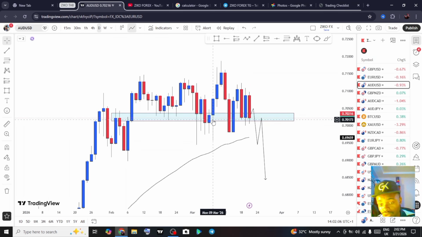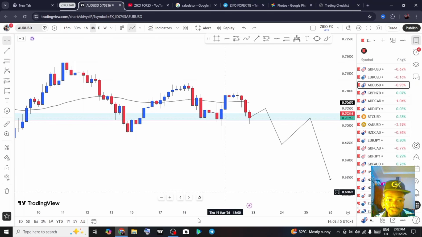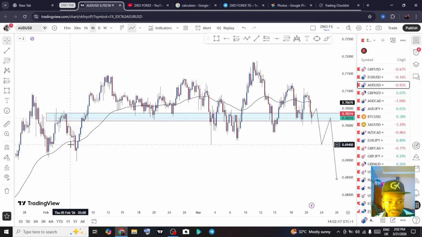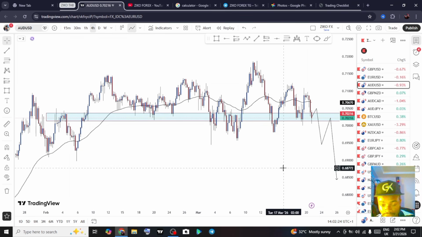So for us to see the area of interest a little bit more clearly, we need to see it on the 4 hour time frame, right? So 4 hour time frame, if you come over to the 4 hour time frame, you can see that rejections are now clearer. So we have one rejection, two, three, and let's just call this one four rejections.